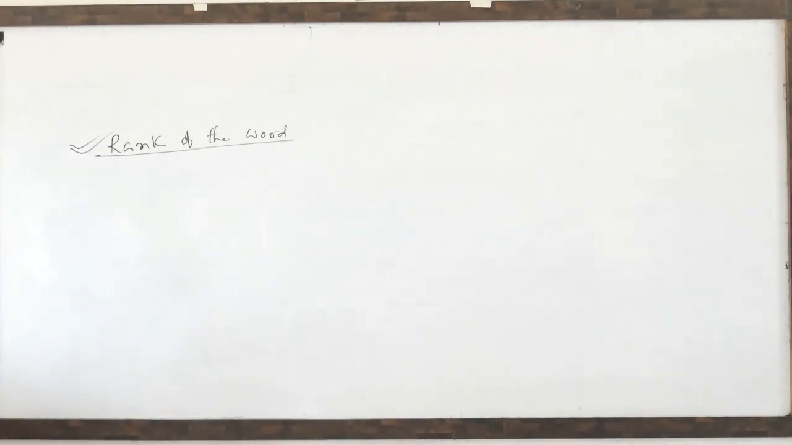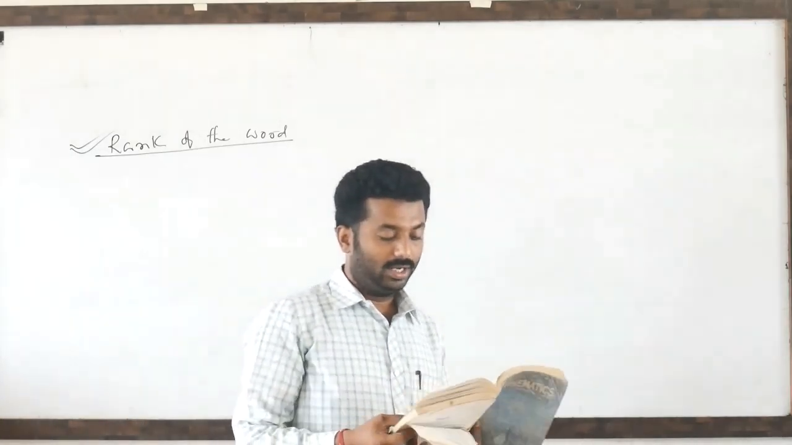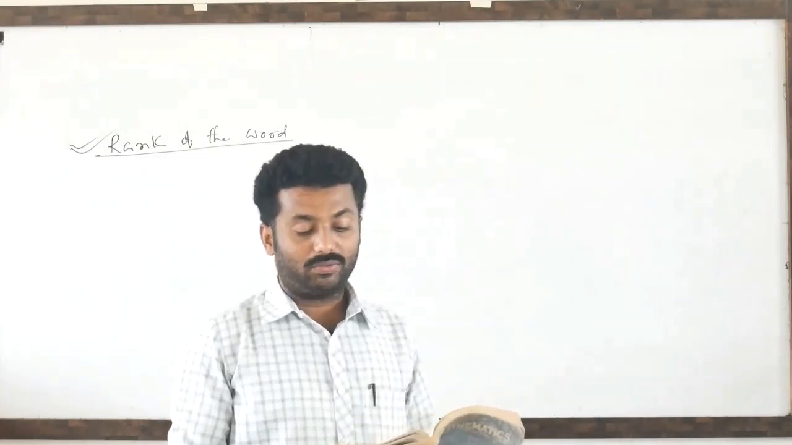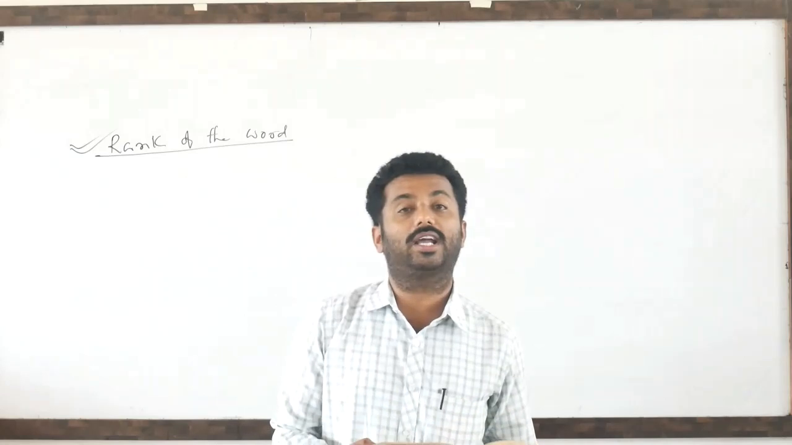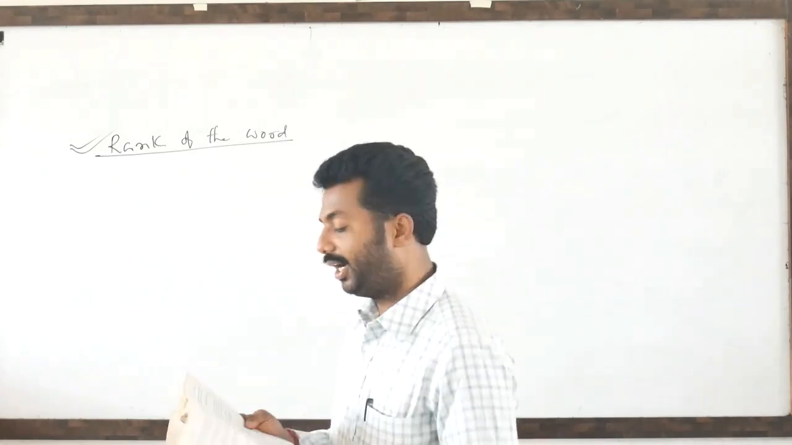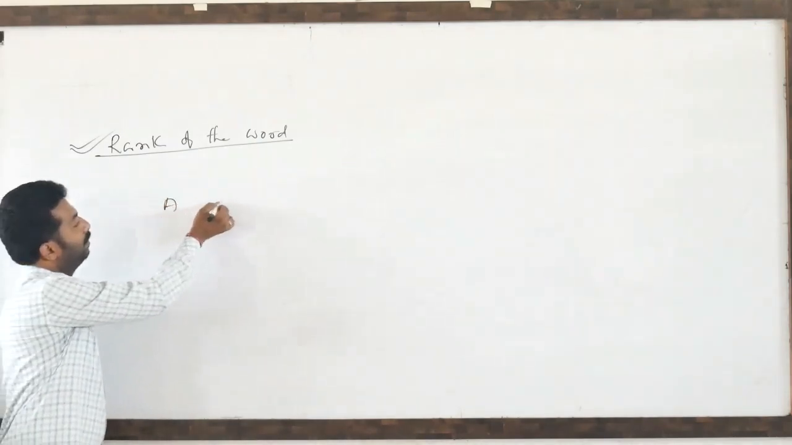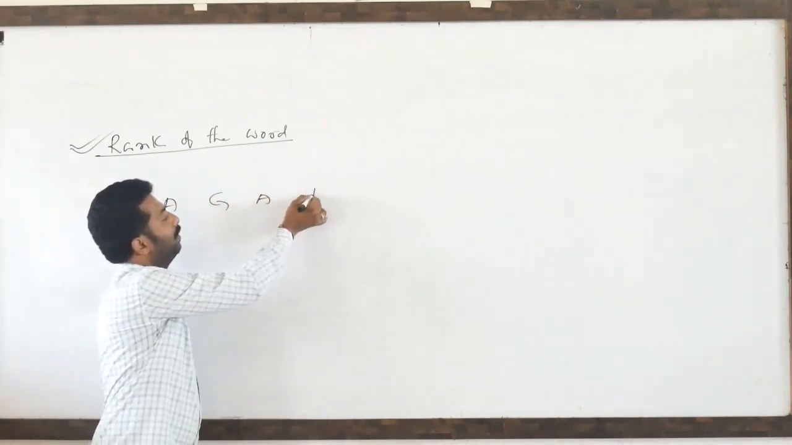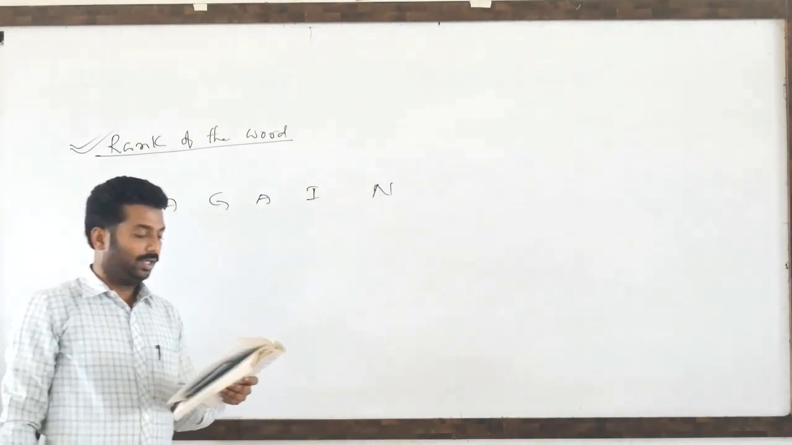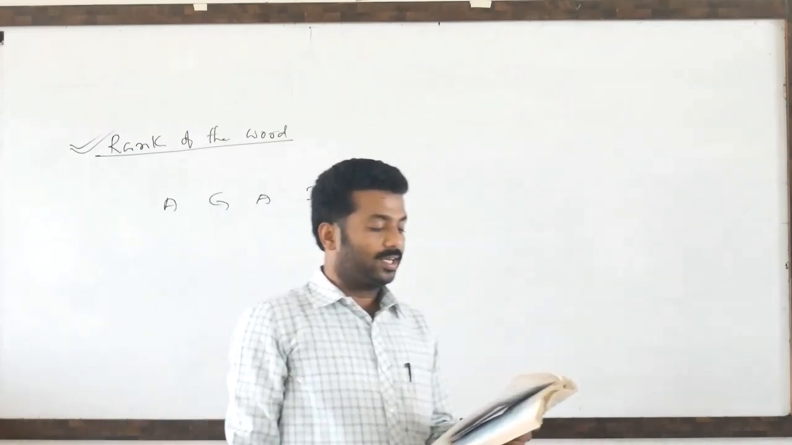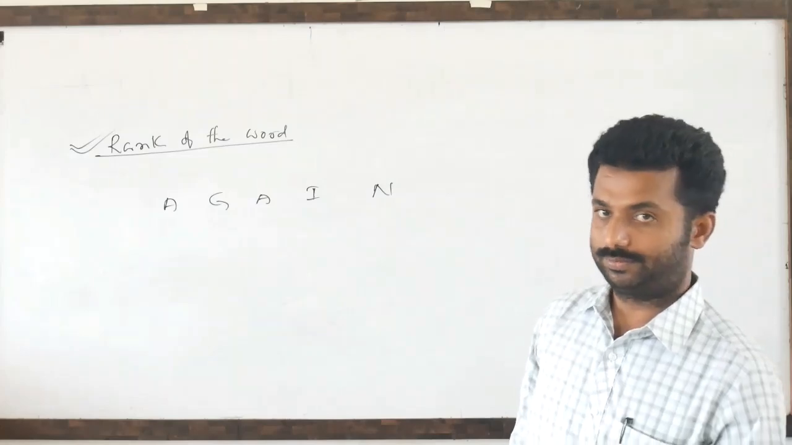Now see example number 22, page number 155. Find the number of words, with or without meaning, which can be made using all the letters of the word AGAIN, A-G-A-I-N. If these words are written as in a dictionary, what will be the 50th word?